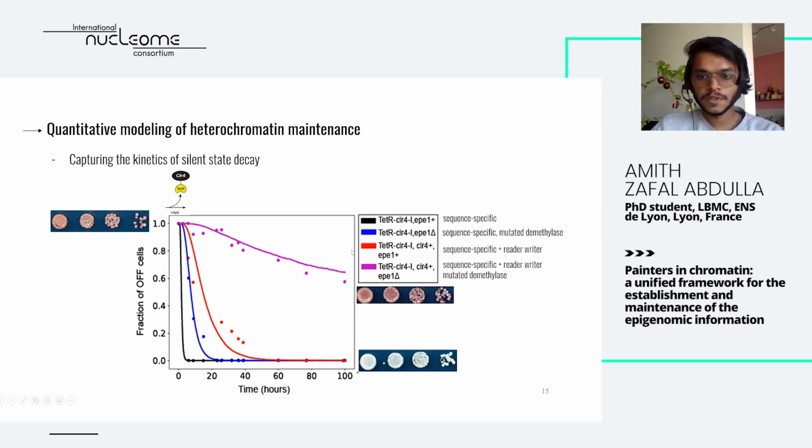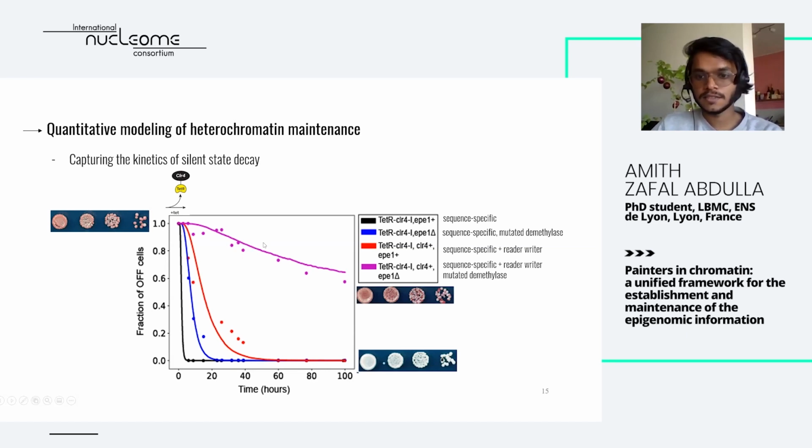In the case of blue, where we have sequence-specific enzyme, but demethylase is mutated, the fraction of off cells decay to 0 in about 20 hours, and all the cells turn active. In the red case, the difference is that we have reader-writer process. So the reader-writer process is actually trying to maintain the cells in off state, but all the other processes, the enzymatic removal of marks and replication and other processes are trying to take it to the active state. So there's a competition, but eventually all the cells turn active.